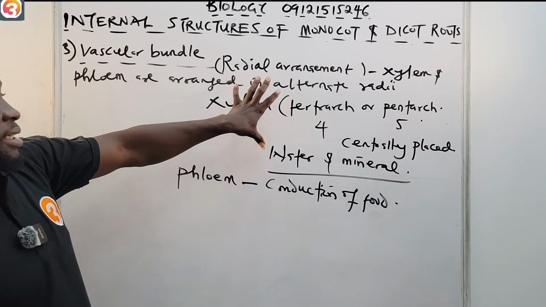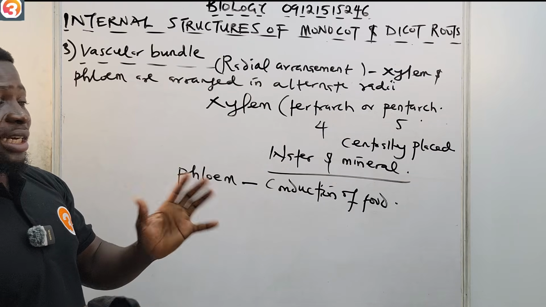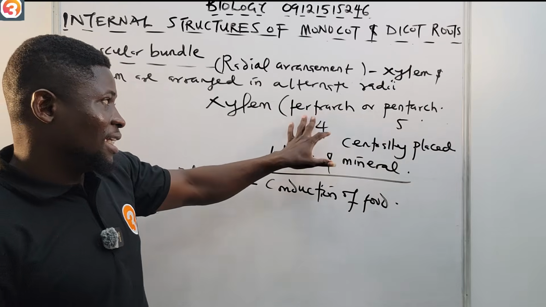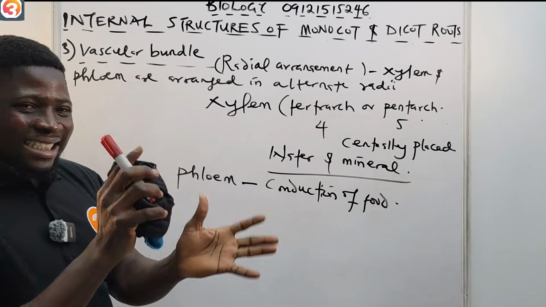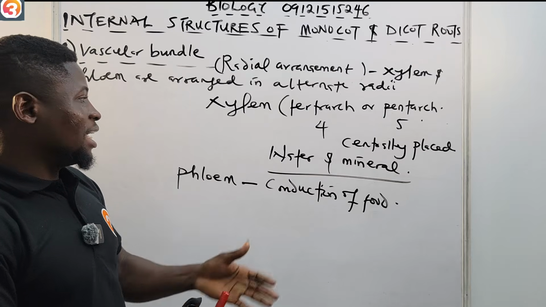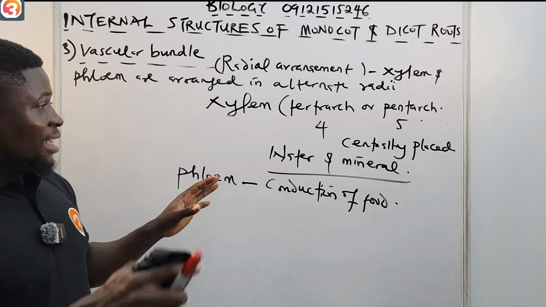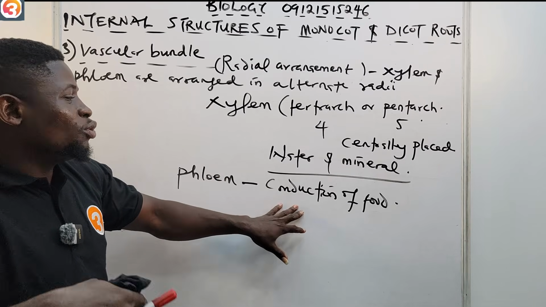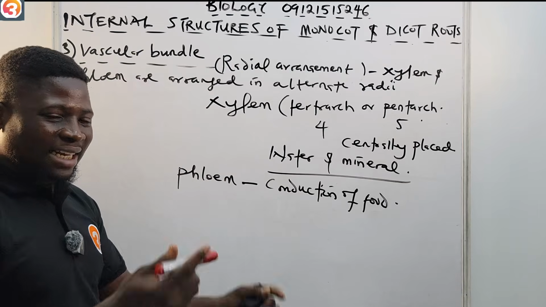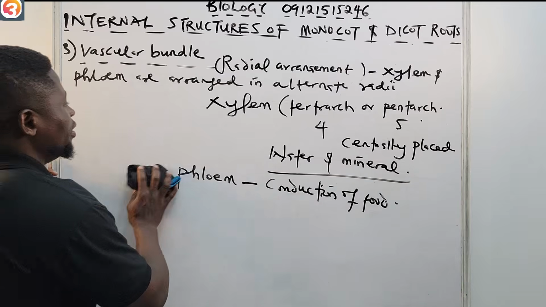Vascular bundles, the radial arrangement: the xylem and the phloem are arranged in alternate radii. The xylem is usually in 4 or 5 patches, tetrarch or pentarch, and they are centrally placed, as you saw from the diagram, at the middle. It helps in water and mineral conduction. The phloem, on the other hand, helps in the conduction of food, and it alternates with the xylem. So that is for the vascular bundles.